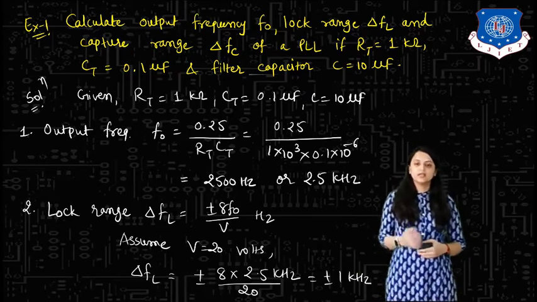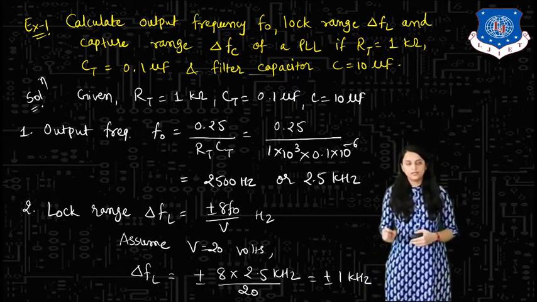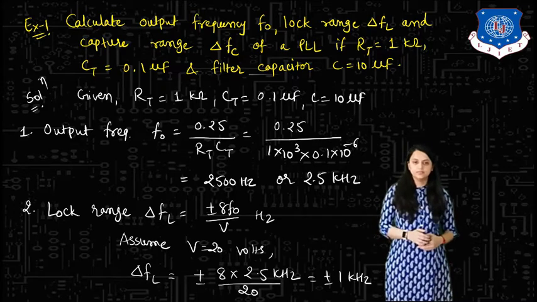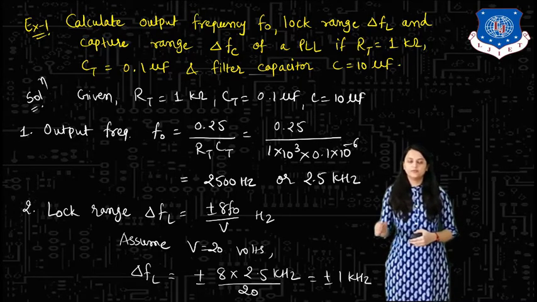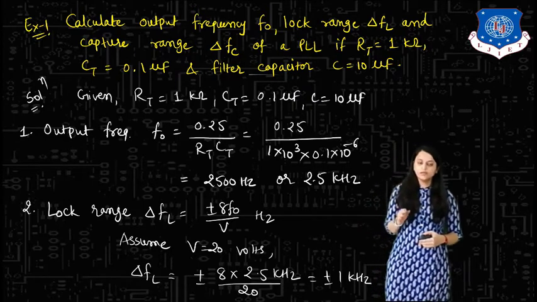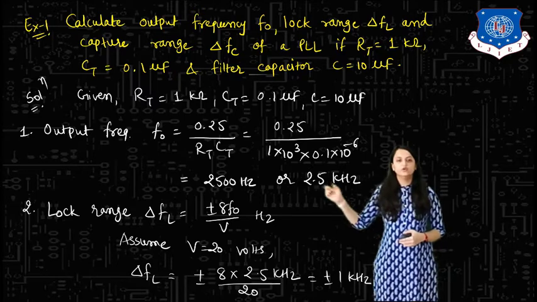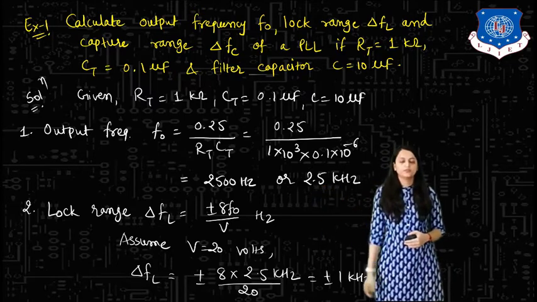So we have seen that the output frequency FO equals 0.25 divided by RT CT, that equals 0.25 divided by 1 into 10 raised to 3 into 0.1 into 10 raised to minus 6. That will give the value 2.5 kilohertz.